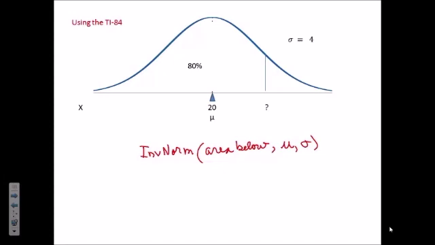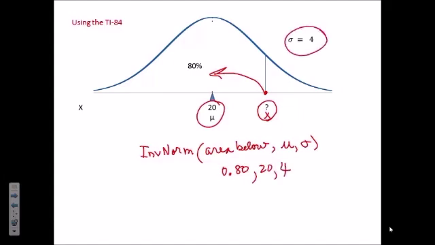So in this case, we would use the inverse norm. We're looking for this value of x right here. What is the area below it? The area to the left below it is 80%, so you would put that in as 0.80 into the calculator. Then mu would be 20. Sigma is 4. Press enter, and you will be given the raw score.